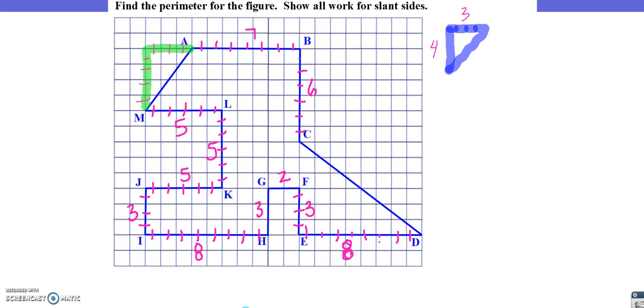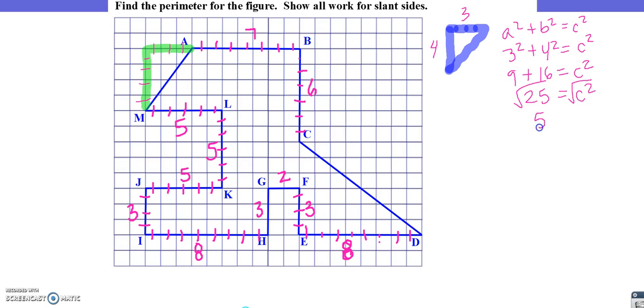We're just going to use our Pythagorean theorem, which says a squared plus b squared is equal to c squared. So we plug in 3 squared plus 4 squared is equal to c squared. That gives me 9 and 16. Add these two together. Last step, the opposite of squaring is to take the square root. So 5 is equal to c. So that tells me that that diagonal piece, segment AM, is also 5.